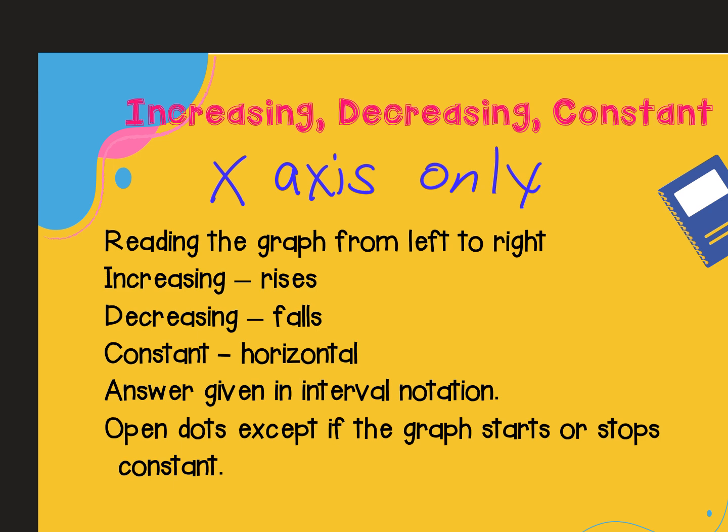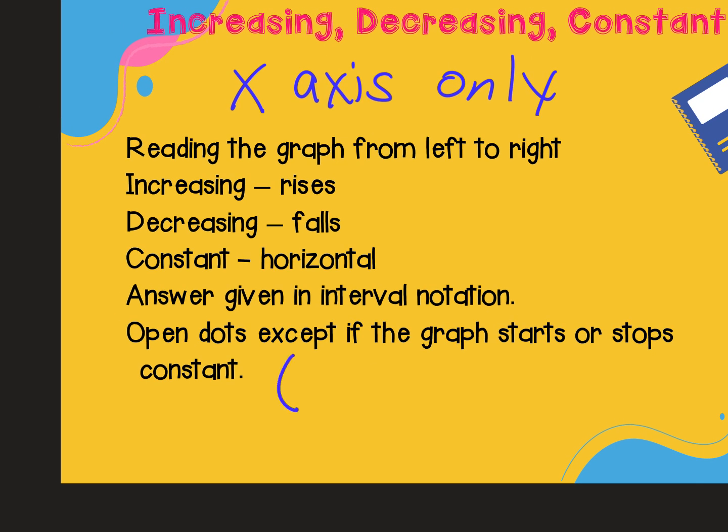And we're always going to use open dots and parentheses on increase, decrease, and constant. If you have a closed dot, that means you would be saying that the graph is increasing and decreasing at the exact same time. That can't happen. You can't go up and down simultaneously. At some point in time, it has to switch from one to the other. So just remember that when you're talking about intervals of increase, decrease, and constant, it's parentheses only.